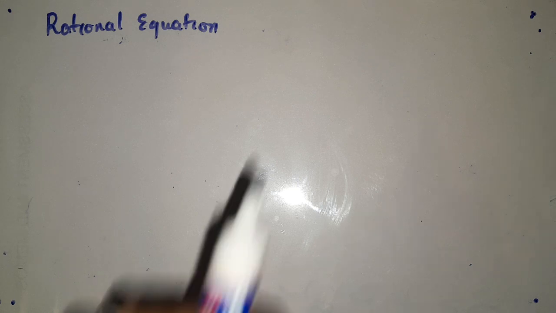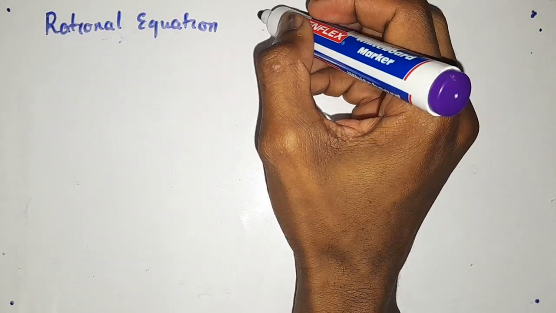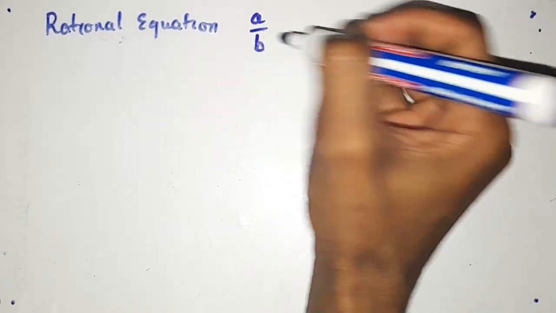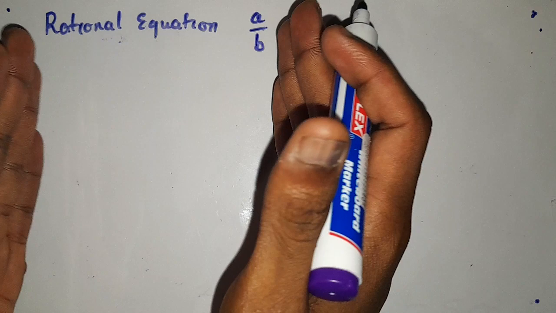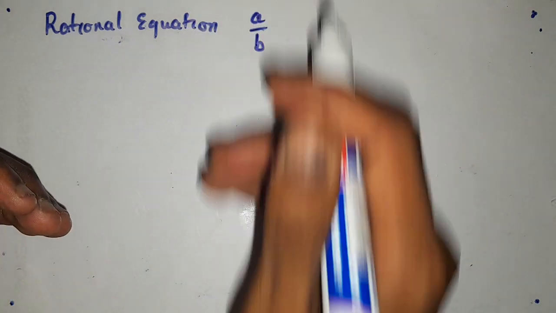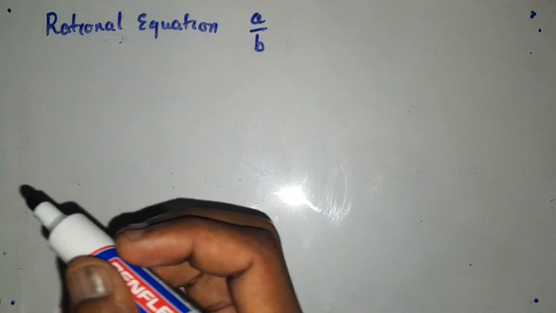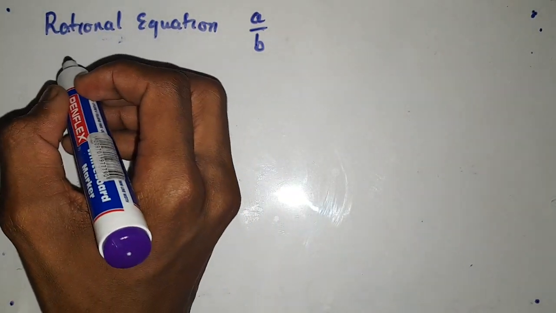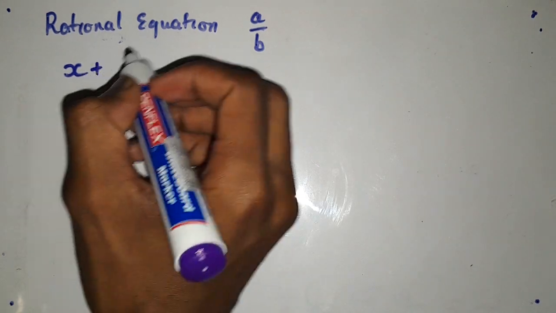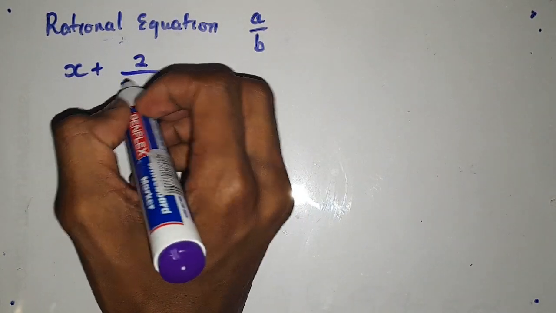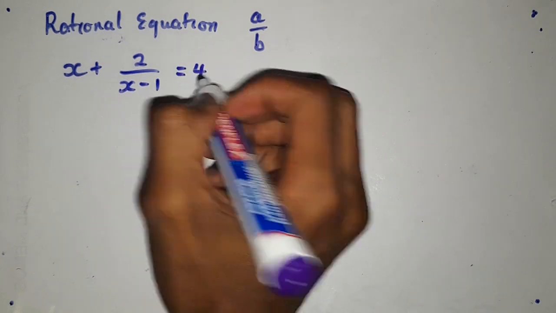Do you still remember that a rational number is a number that can be written in the form a over b? Now we are going to do rational equations, which are in the form of a fraction. For example, if I give you (x + 2)/(x - 1) = 4.